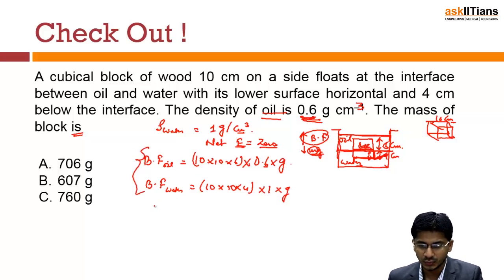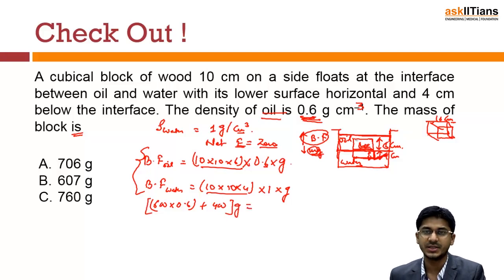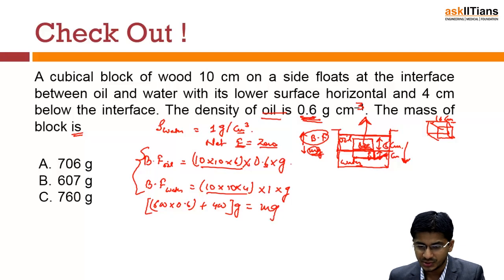So if we add these two, what we get is 600 into 0.6 plus 400 G. This is the net buoyant force. Now we know that since this object is given to be floating, this net buoyant force acting upward must be balanced by its weight downward. So this must be equal to m into G. M is the mass of the block, this whole block.